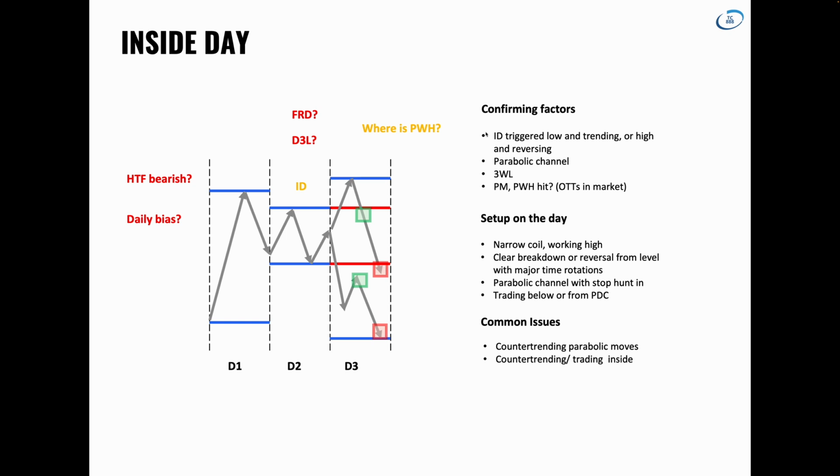Confirming factors, inside day triggered on one side and reversing. You might have a parabolic channel very often with the inside day. You look at the weekly cycle, you check overall if other time frame traders are in the market, weekly, monthly level hit. Setup on the day, narrow coil, working a high for a blow off could be nice. Clear breakdown or reversal from the level with major time rotations. That's the key for the inside day.